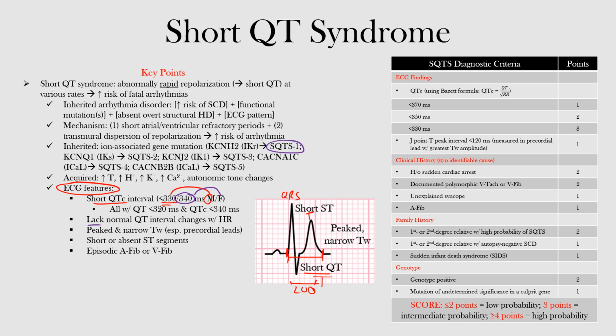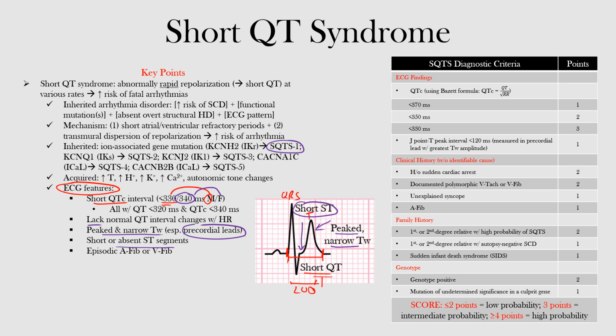And that's this one here, where we see an absent or short ST segment, okay? So we have a short ST segment here, okay? Sometimes it's pretty much absent. And then we have these peaked, narrow T waves, okay? So peaked and narrow T waves, as you can see in this case here. So an absent or short ST segment, and these peaked narrow T waves, especially in those precordial leads, tend to be the most evident.